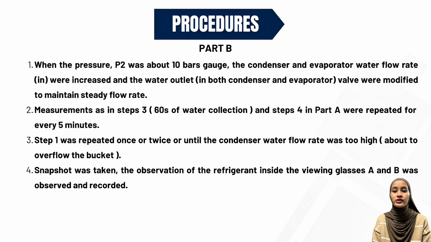Now, let's proceed to the procedures for Part B. First, when the pressure P2 was about 10 bars gauge, the condenser and evaporator water flow rate in were increased and the water outlet valves in both condenser and evaporator were modified to maintain steady flow rate.